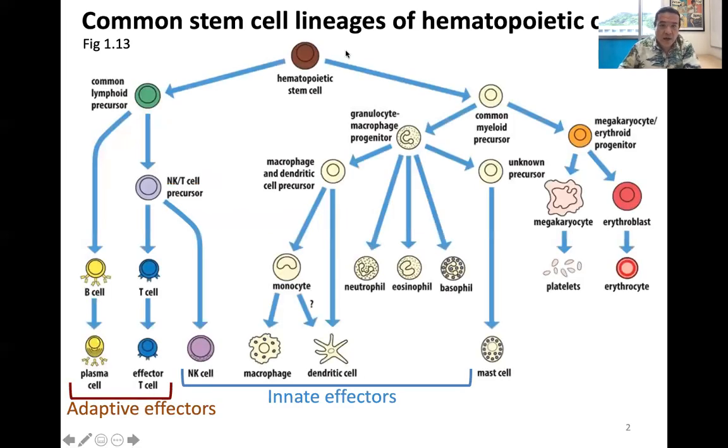So a good way to go back and get us all on the same page is to look at this cartoon again that we always come back to and remind ourselves that B cells and T cells are closely related. They are certainly representative of our adaptive immune system, and they come from the same common lymphoid precursor, as do natural killer cells.